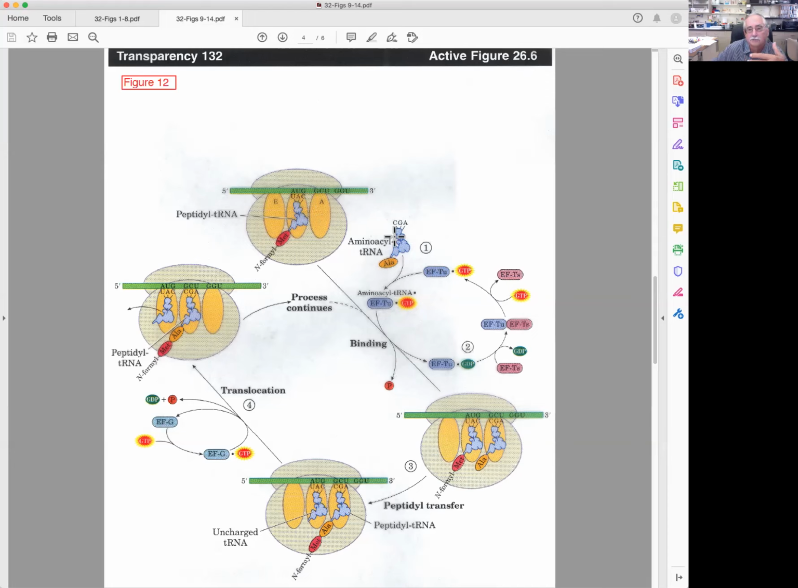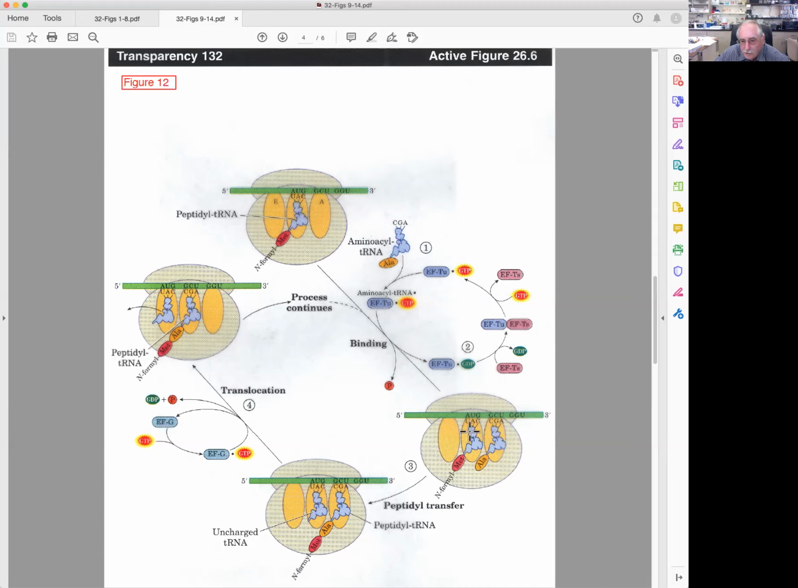So how does the code in the messenger RNA give the sequence of amino acids? It's all by the hydrogen bonding that's possible between each codon and each of the anticodons on the tRNA. So notice everything is lined up now. And then what happens is kind of what you don't expect to happen.